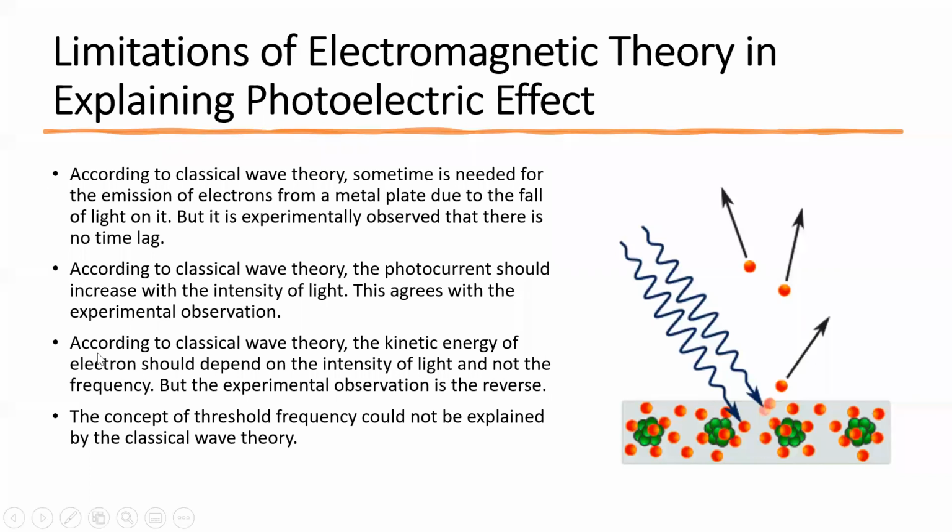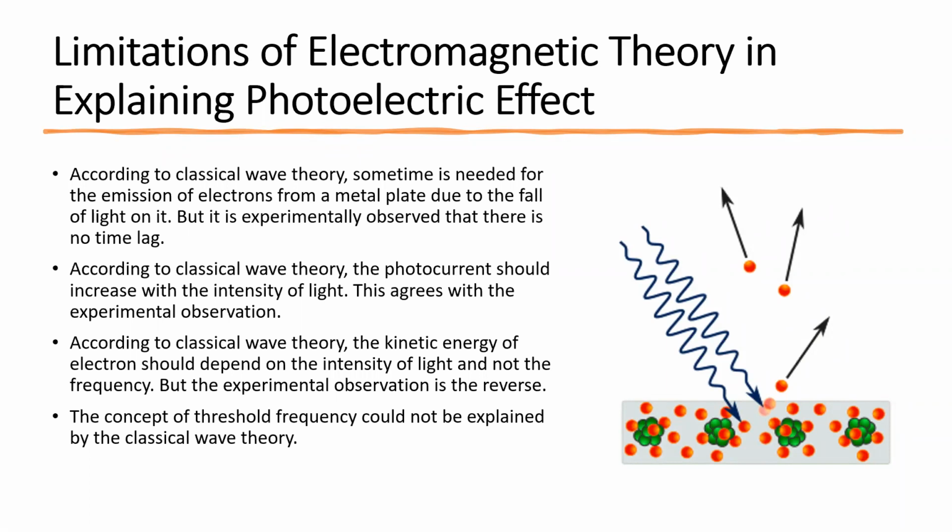Now let us see the next point. According to classical wave theory, the kinetic energy of electrons should depend on the intensity of light and not on the frequency. Because according to classical electromagnetic theory, intensity means the energy falling per unit area per unit time. So if there is more intensity of light, there will be more energy falling on the electrons. So the electrons ejected out will have more kinetic energy. So that was their expectation.